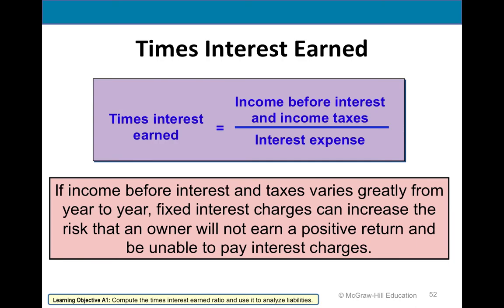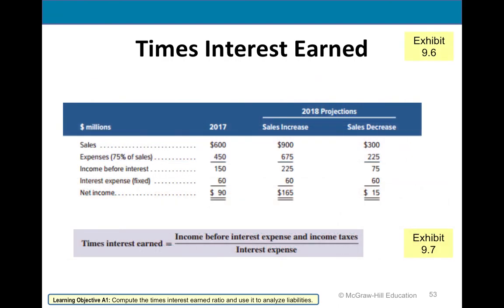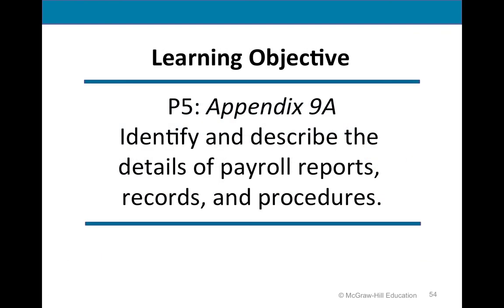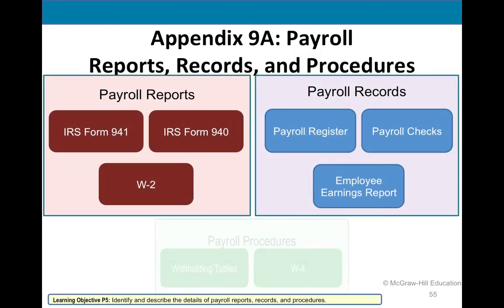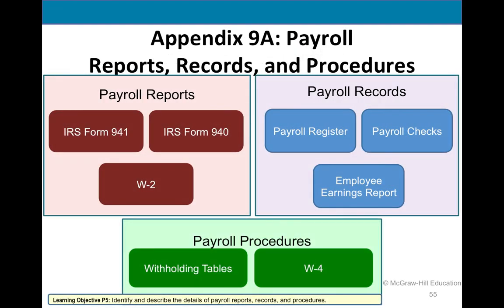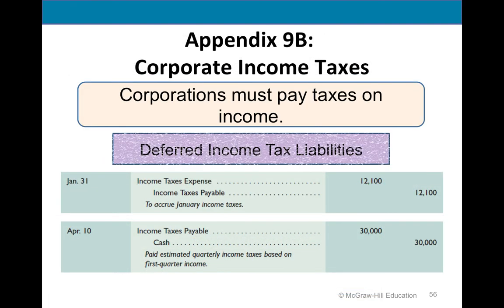And certain ratios here, times interest earned. Here it says, can you pay back your interest, and how many times can you pay it back? And different payroll procedures we talk about here. Again, different reports and records we need to keep track of. Any corporate income taxes.